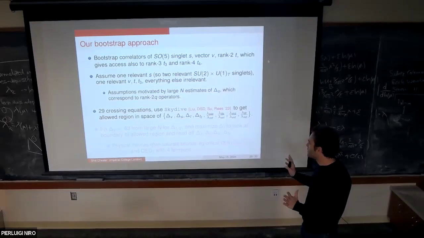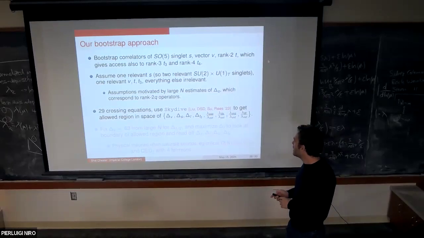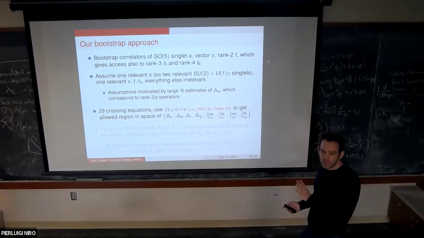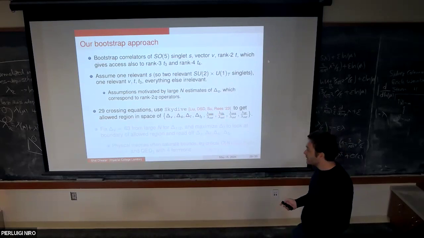So this is a very big system to bootstrap. There are 29 cross-chain equations, and we're scanning over 8 parameters. And so this is something where you need the most up-to-date bootstrap technology. The SkyDive code was written by these authors in the last year. This would have been impossible to bootstrap prior to this past year. So it's really a cutting-edge study.